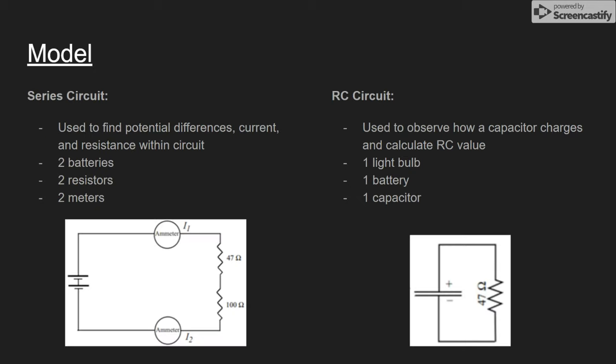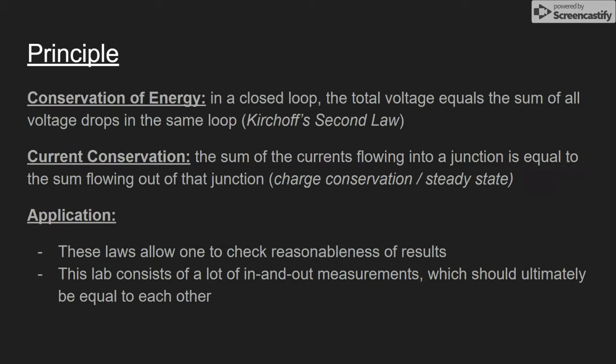So the models used in this lab, we have two. First is the series circuit, which was used to find potential differences, current, and resistance within that circuit. And it was a setup of two batteries, two resistors, and two ammeters. And then the other half of the lab was an RC circuit, which was used to observe how a capacitor charges and calculate an RC value. And it consisted of one light bulb, one battery, and one capacitor.